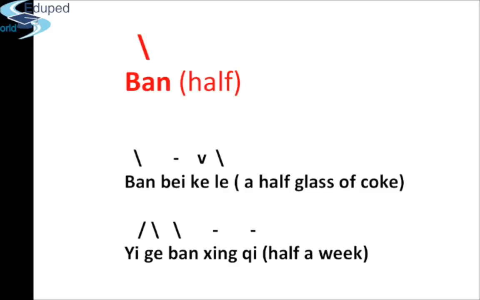The word 半 can also be put after a number and a classifier, but before the object, to mean and a half, such as in 一个半星期, which means a week and a half.